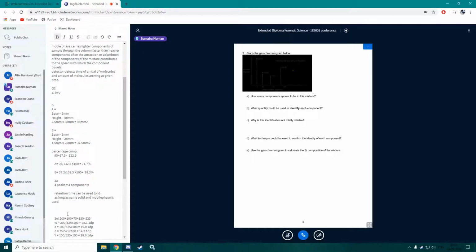And obviously you'd want the same stationary phase, not solid phase. What am I saying? So you're using the same stationary phase, mobile phase, and temperature, because remember it's always done in an oven. You want to use the same temperature. Okay, so that would be B.